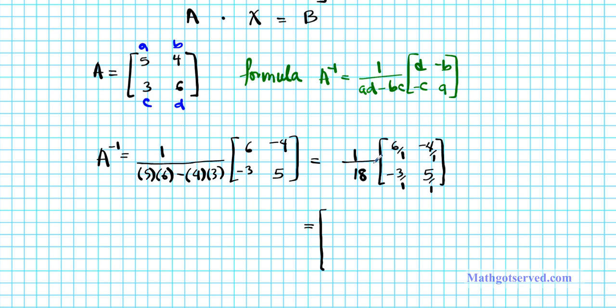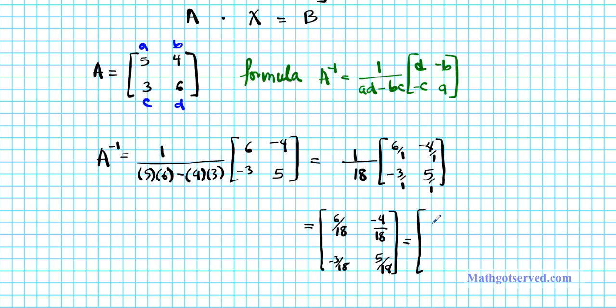All right, so this will be 6 over 18. This one right here will be negative 4 over 18. And then down here, you're going to have negative 3 over 18. And then the last entry will be 5 over 18. All right, now let's go ahead and simplify that a little bit.